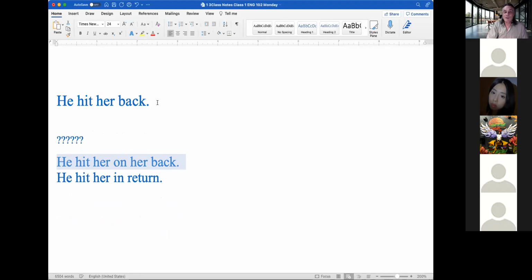Yeah, I see that. You could have two definitions. It could be he hit her on her back, or he hit her back in return. Exactly the point I'm trying to make. So this is a really informal sentence, because unless it's in context, the sentence before was she hit him and then he hit her back. Well, then you would know what it means.